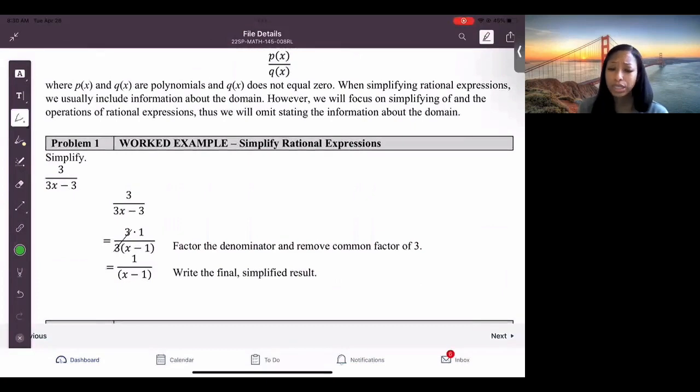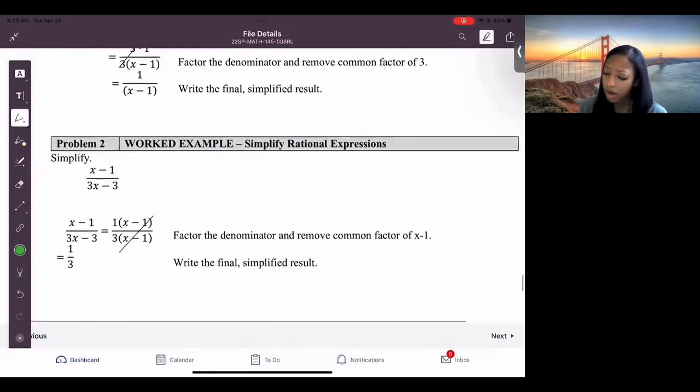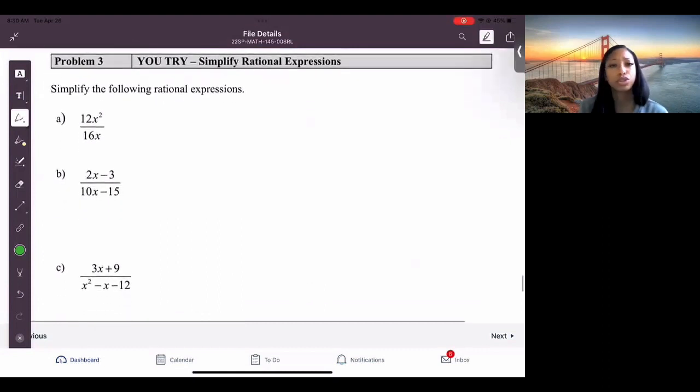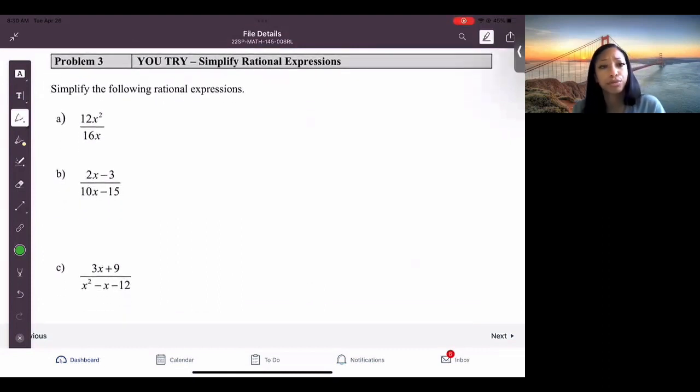I'm going to skip the worked example and just go straight to our practice problems, the U-tries. So we'll start with problem 3. What we want to do in all of these problems is factor the numerators and denominators as much as possible, and then cancel out any common factors. Well, problem A, this is kind of similar to some problems we saw back in chapter 2.